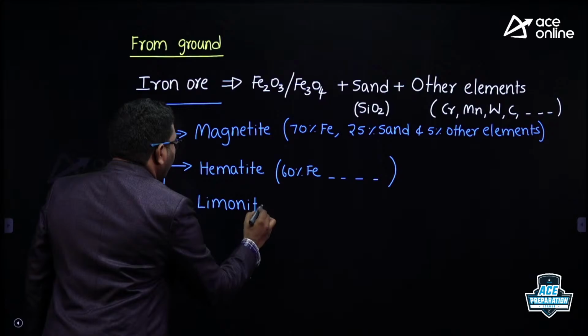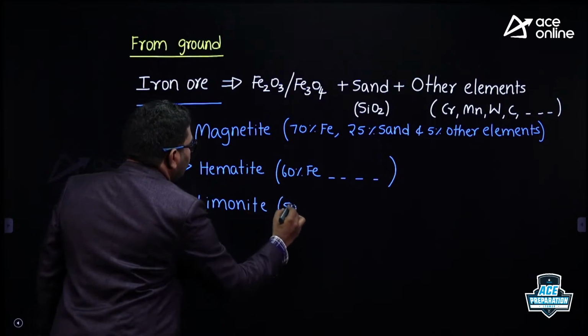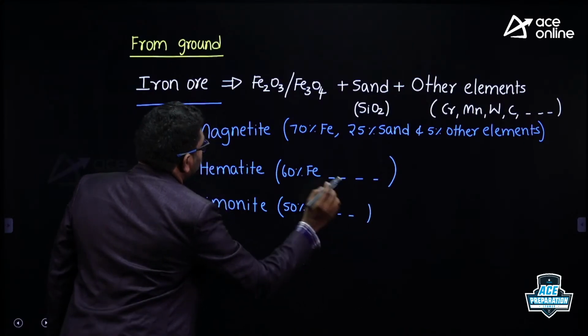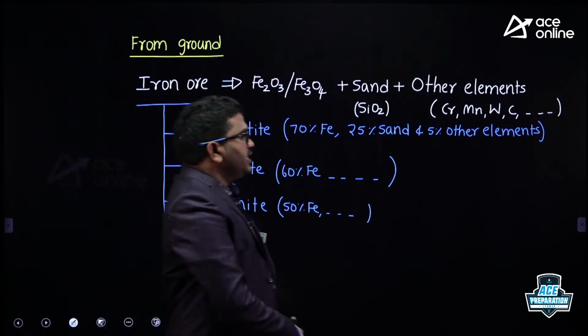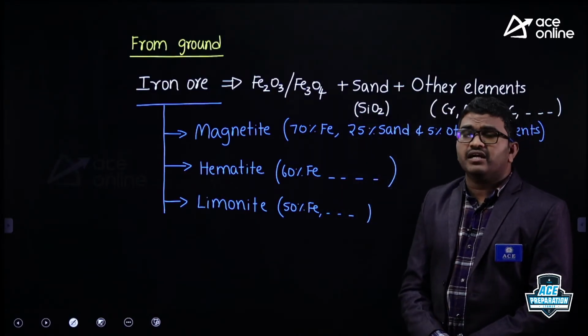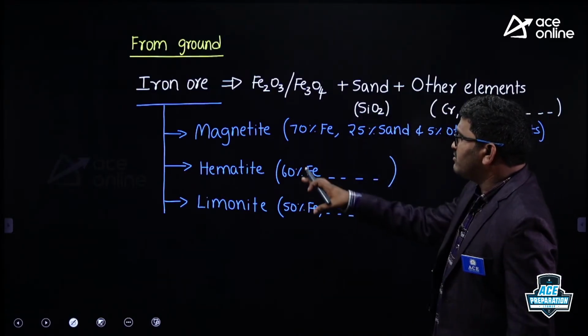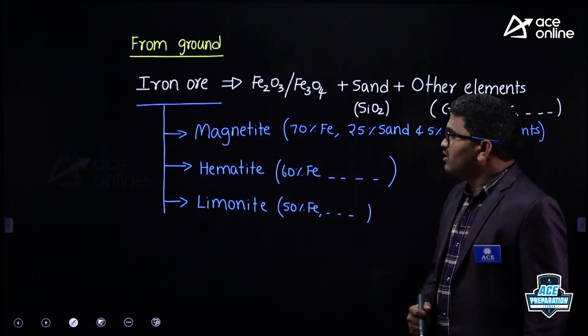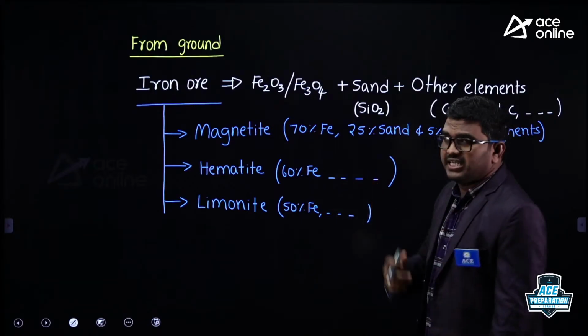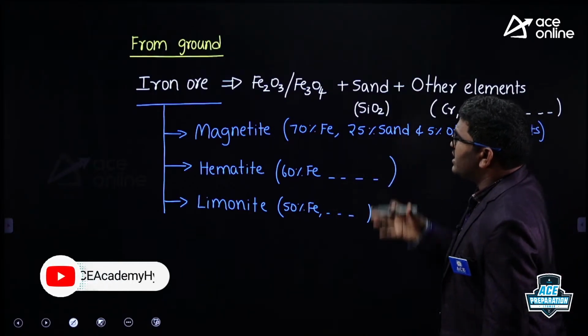Limonite. Here some 50% of iron is present. These are different iron ores, but in India we have a large quantity of hematite. We don't have much magnetite, we only have hematite. So, these are the iron ores.